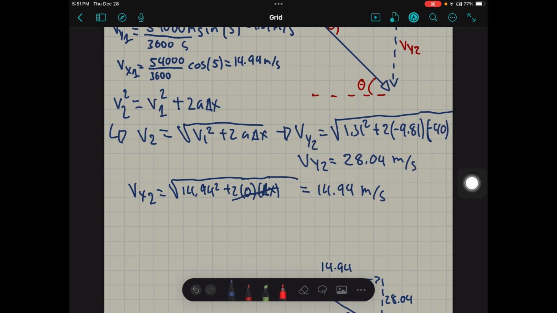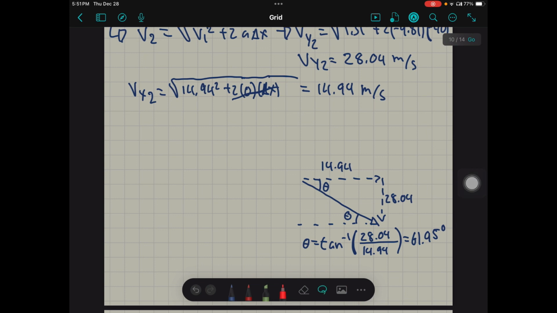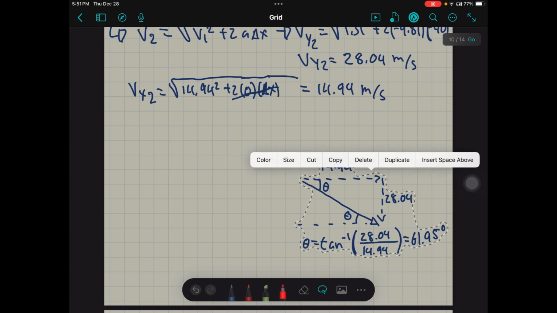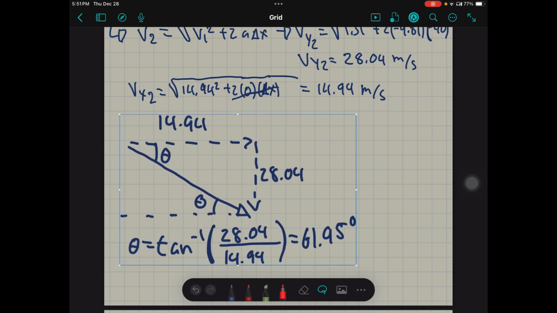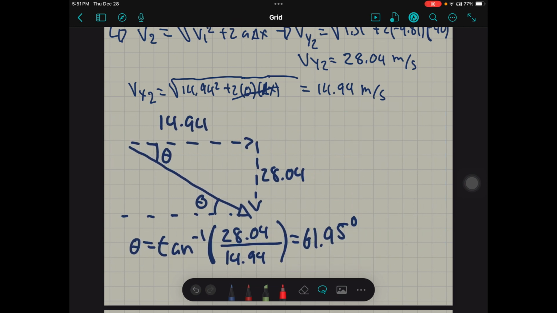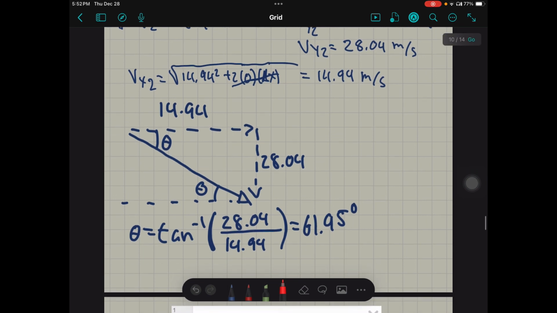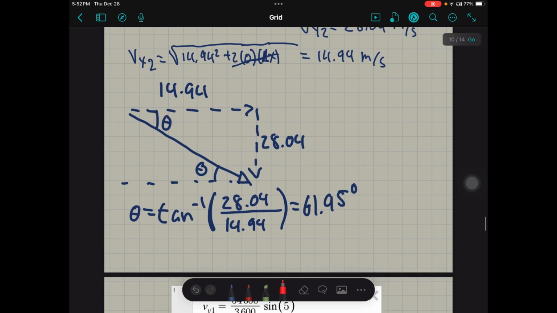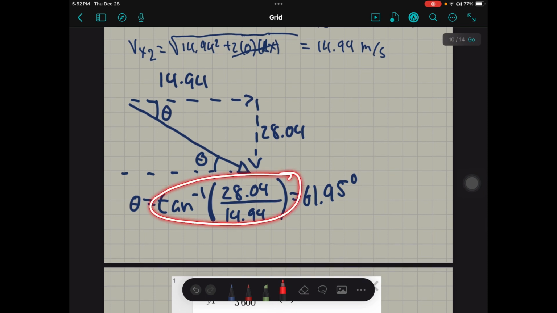So what we can do now is make this bigger. We can align it to our final velocity. So we have our 14.94 and our 28.04, and we can solve for this angle. In order to do that, we can use inverse tangent, and we do opposite, which is 28.04, over adjacent, which is the 14.94. From there, once we plug it in, we get a final answer of 61.95 degrees.